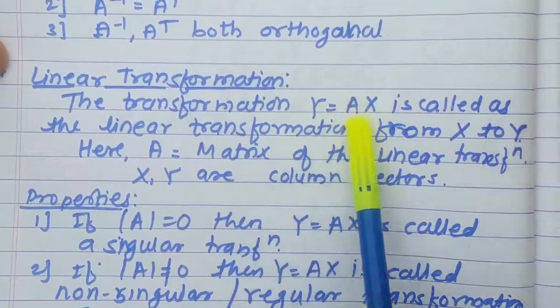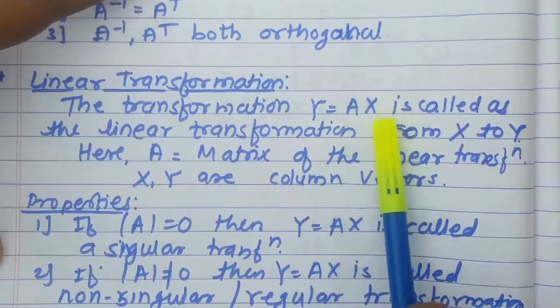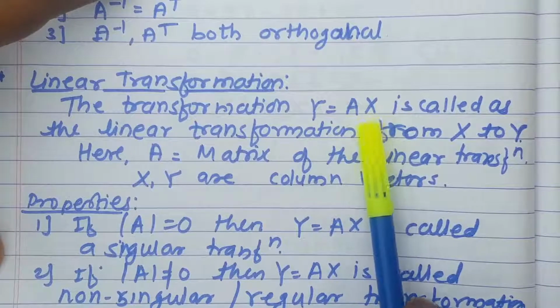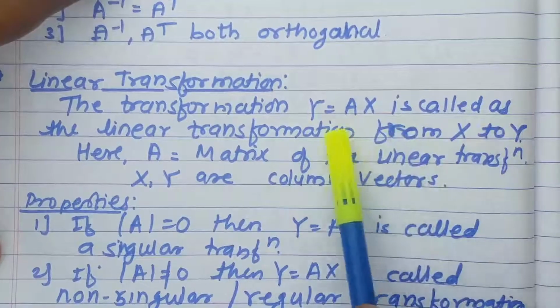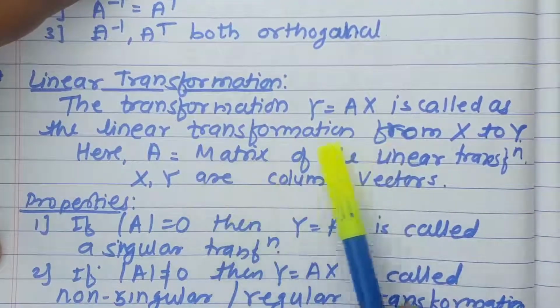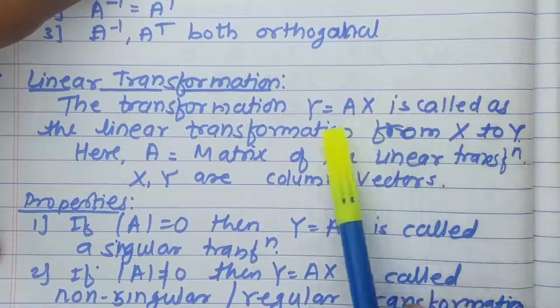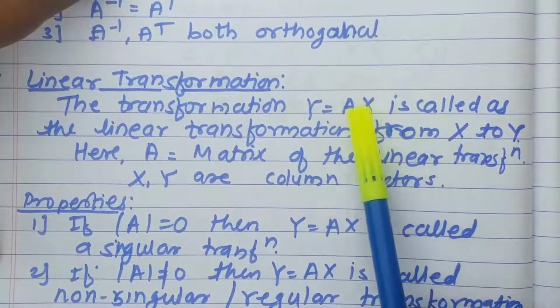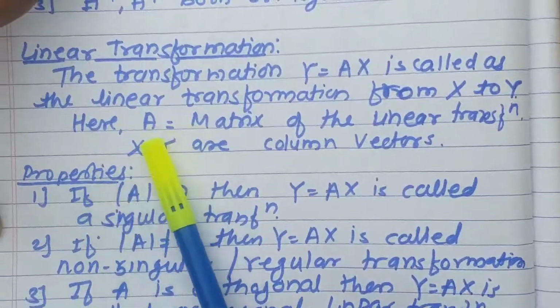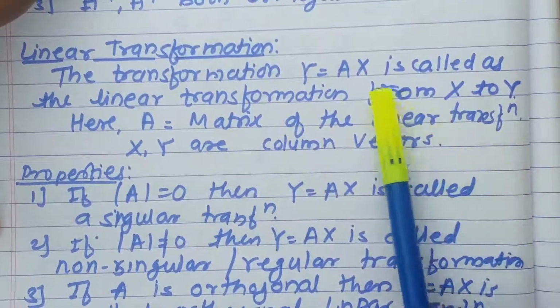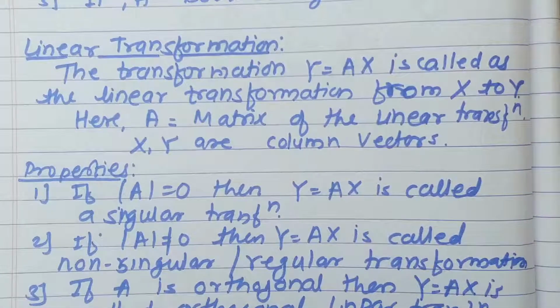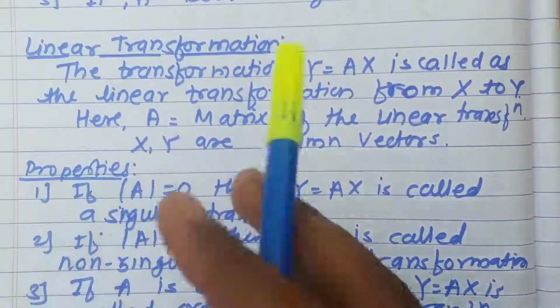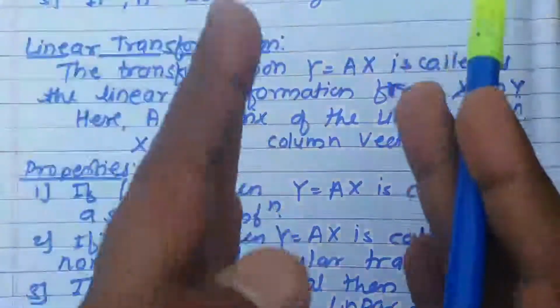When we operate a matrix on one vector, which we call a column vector, of some space, we'll get a new vector of some other space. Such a mapping is called a linear transformation of the vector x to vector y. This vector x is mapped to vector y under this transformation. Here A is the matrix of the linear transformation. In these functions, the operators are the matrices, and those matrices are called the matrix of the linear transformation. X and y are column vectors. We write them in a column form.